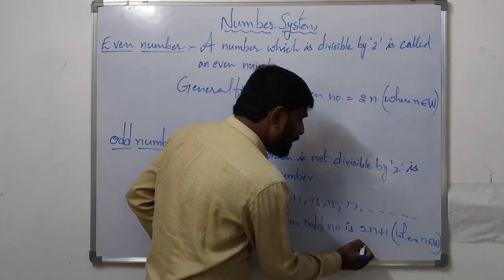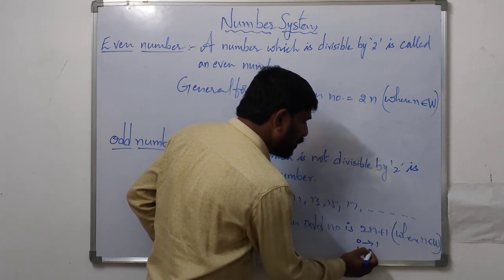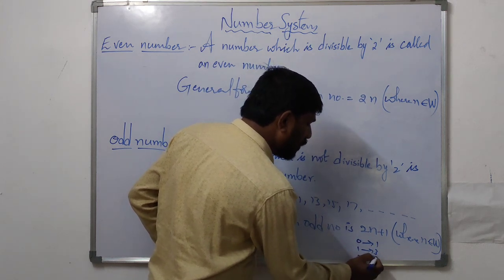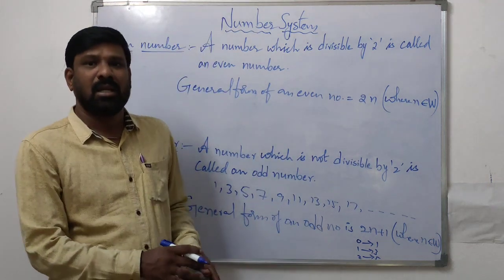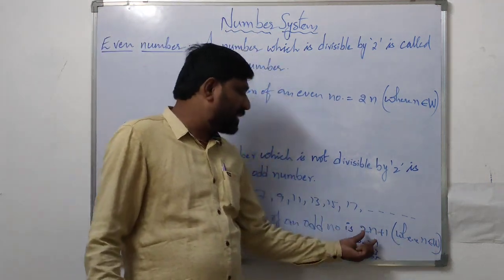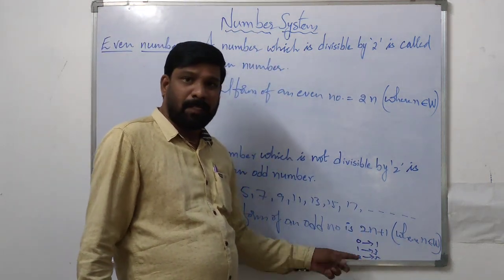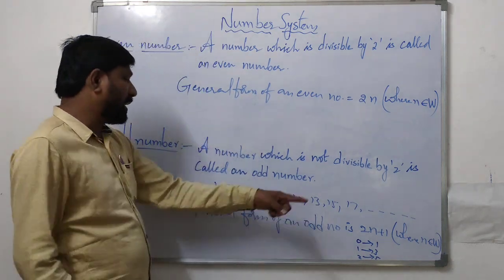So if you take 0, you will get 1. If you take 1, you will get 3. If you take 2, you will get 5, like this. For every value of n, there is another value, 2n plus 1. Clear? So these all are the examples of this.